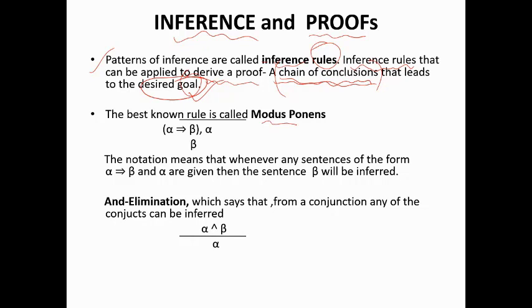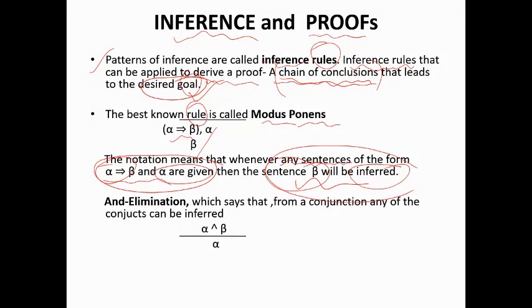This is another rule: alpha implies beta, and alpha, then beta. It is a mathematical formula, that's all. The notation means that whenever a sentence of the form alpha implies beta is there, and alpha is given, then sentence beta will be concluded, will be inferred, will come as the result. So this is all about the given condition and then getting the result. And elimination: from alpha and beta, we get alpha, which says that from a conjunction, any of the conjuncts can be inferred this way. So this is all about inference and proof.